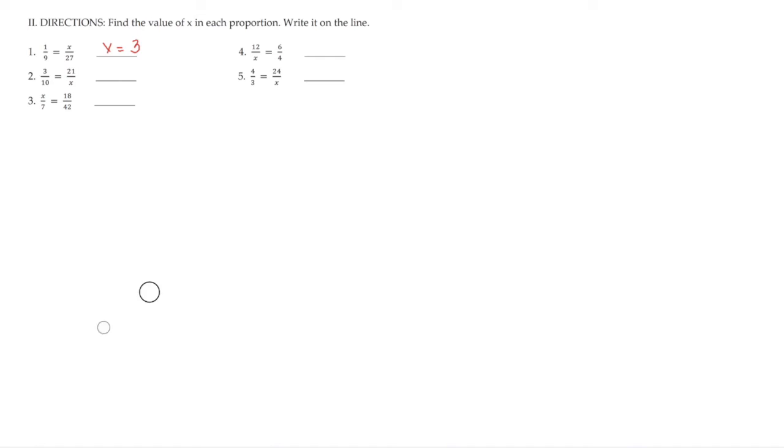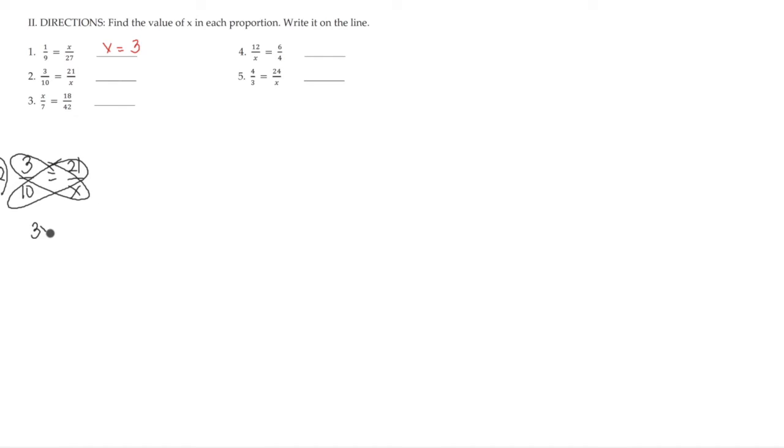Okay, let's assume that you are done answering number 2. Let's check. You can pause and play the video if you are not yet done answering. So let's have number 2. We have 3 over 10 equals 21 over x. Again, we are going to do the cross multiplication.